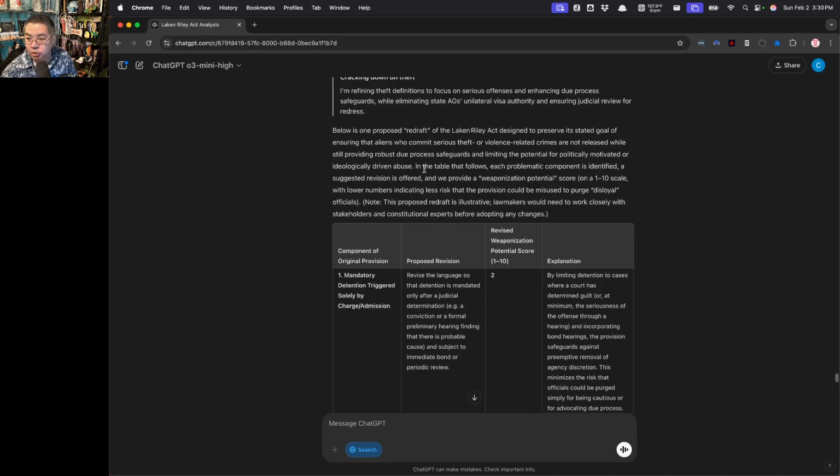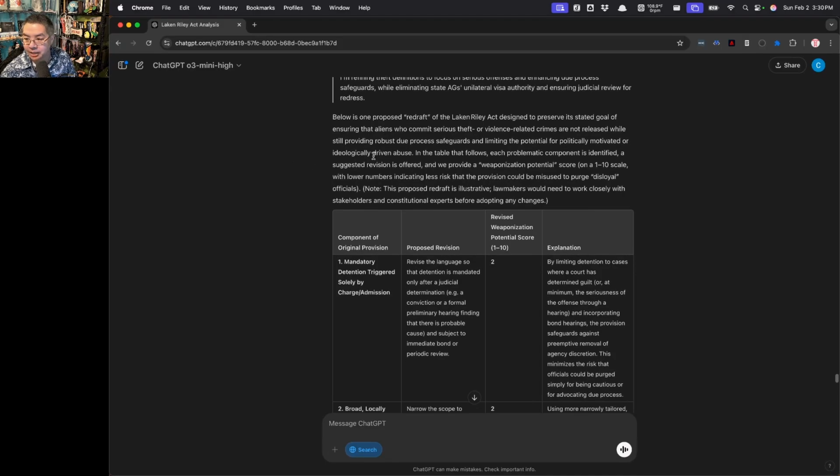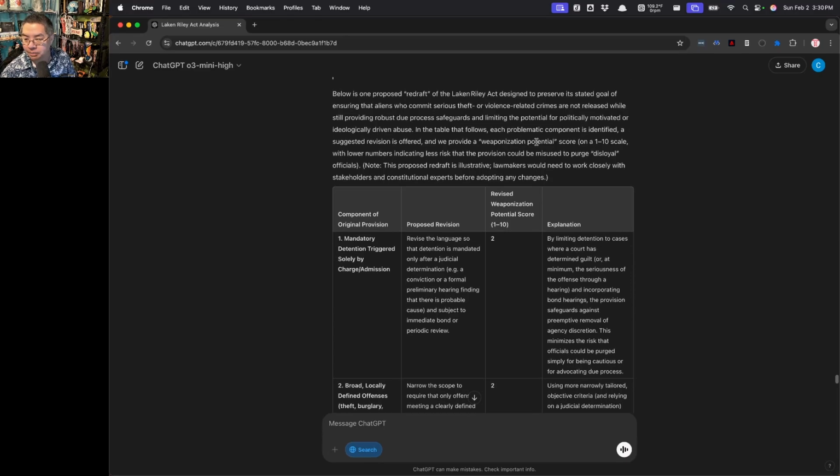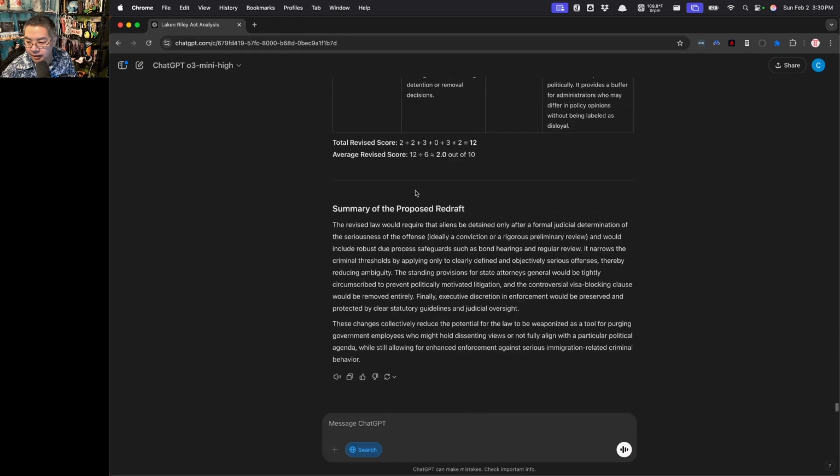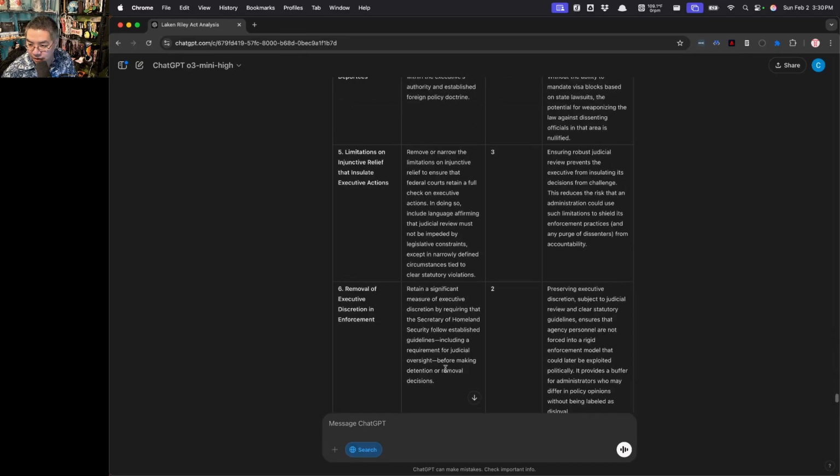Below is one proposed redraft designed to preserve its stated goal of ensuring aliens who commit serious theft or crimes are not released, while still providing robust due process safeguards and limiting the potential for politically motivated or ideologically driven abuse. In the table that follows, each problematic component is identified and a suggested revision is offered. So that's it. I think so. Now show me the full act rewritten with this new guidance.